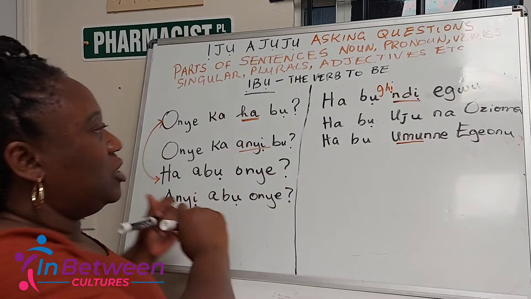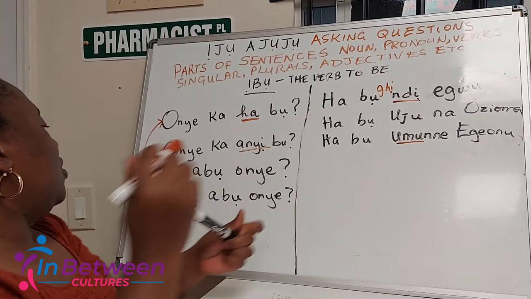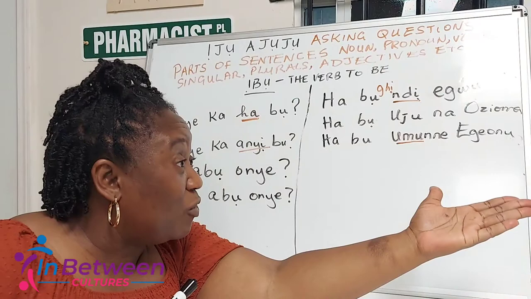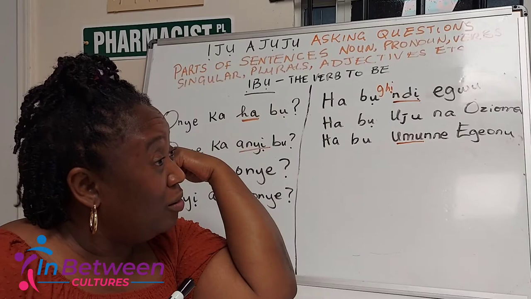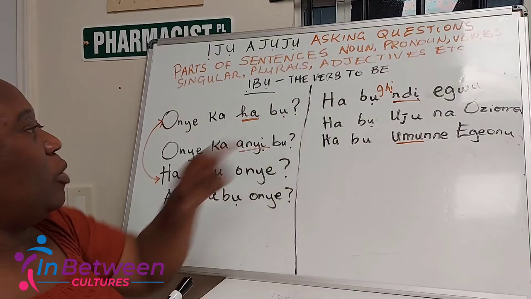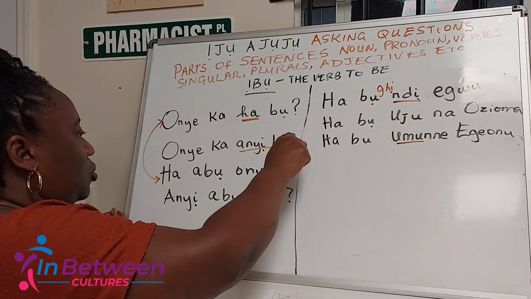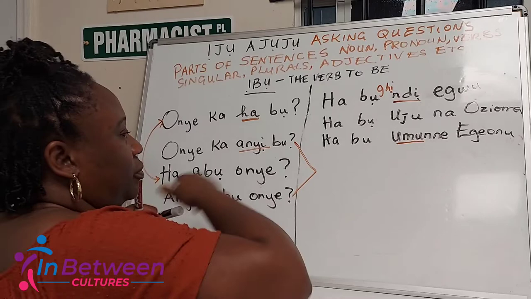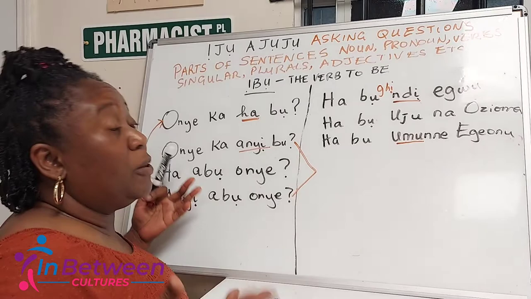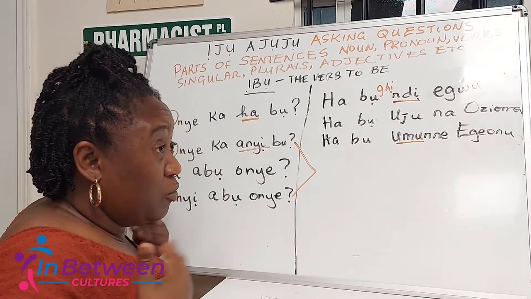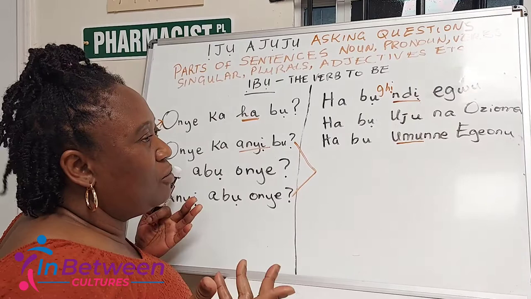Now another question I asked was, onye ka anyị bụ? When I ask my friend over there, who are we? She's going to respond to me and say, you are, you mean like all of you, you are this. So all we have to change in this case is the response. Onye ka anyị bụ? I'm asking somebody, okay? I know there are cases where we can ask a question and answer ourselves. Like if I'm doing a video, if I ask myself, who am I? I'll start to tell you who I am. But in real life, people don't just ask themselves questions. They ask other people, okay? So, onye ka anyị bụ?